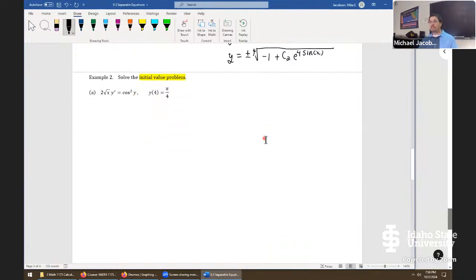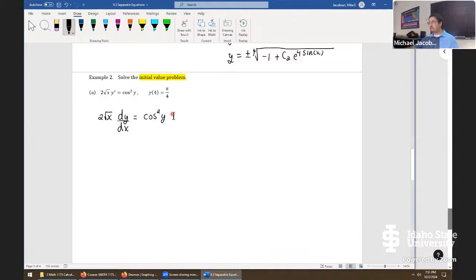But it starts off the same kind of way. We first want to separate the equation. This one's a little bit oddball. Y prime should be replaced with Leibniz notation, dy dx. Let's make that our first official step. 2 square root of x times dy dx is equal to cosine squared y.